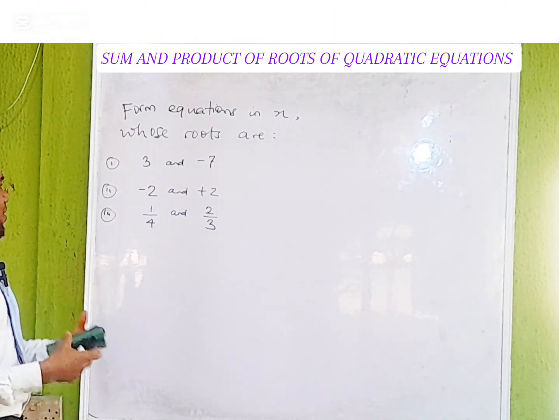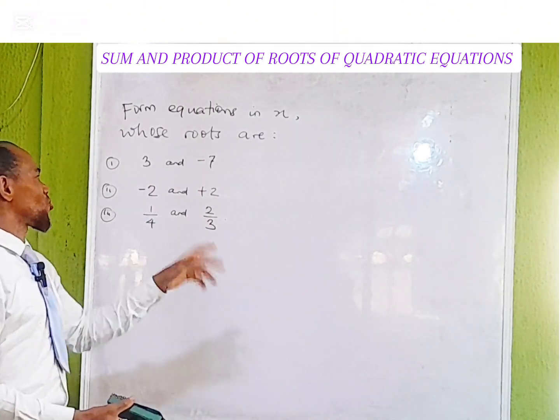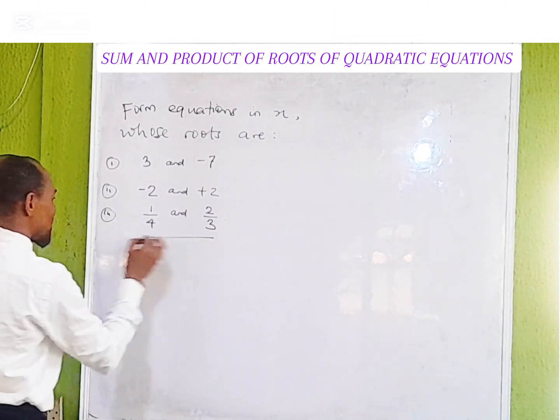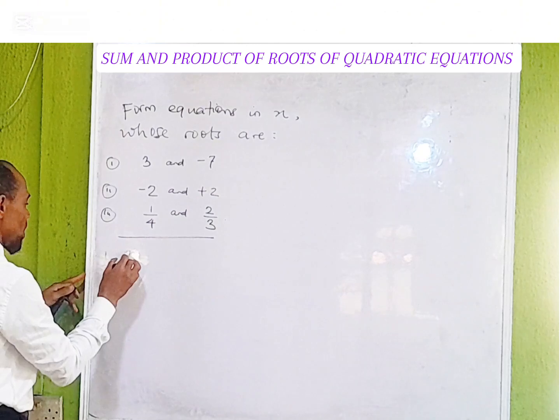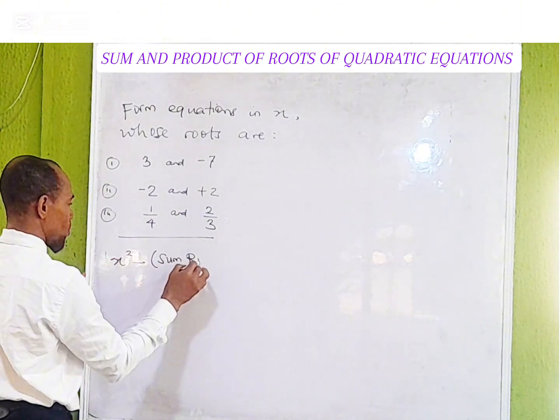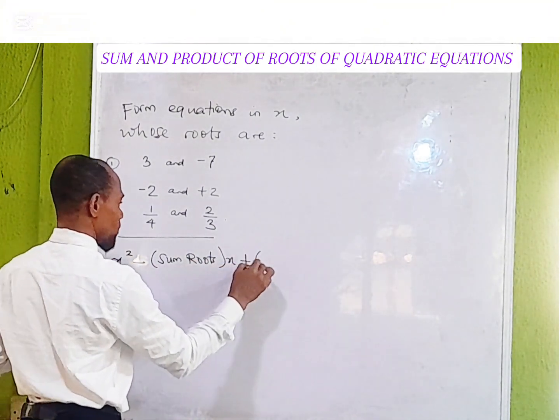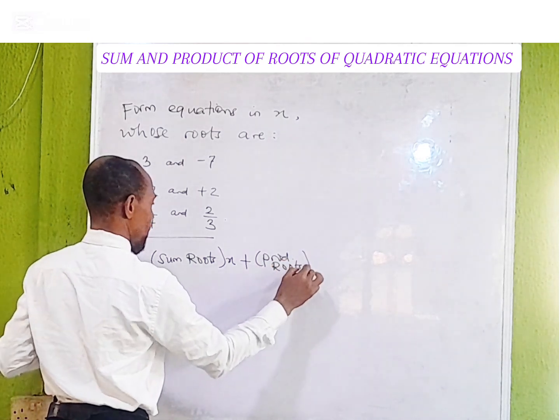Now, certain quadratic equations have been solved, and these are their roots. What are the equations? So we're looking backwards. Without mincing words, let's go back straight to the formula just given, which is what? x squared minus the sum of roots times x, then plus the product of the roots equals 0.